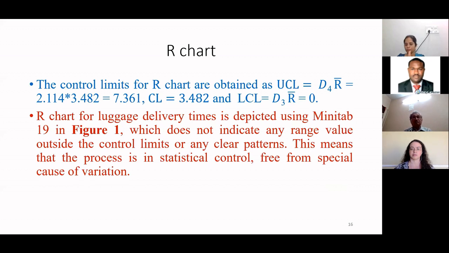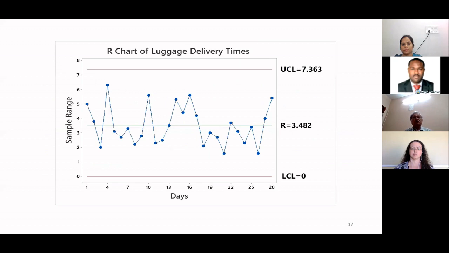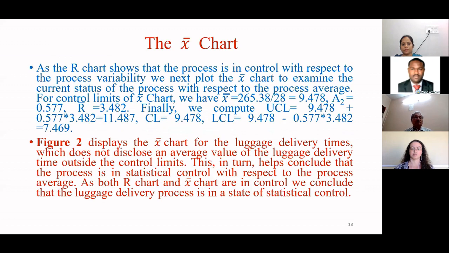It does not indicate any range value outside the control limits or any clear pattern. This means that the process is in statistical control, free from special causes of variation. This chart is given. We find that all points lie between UCL and LCL. Now, the R chart shows that the process is in control with respect to the process variability.